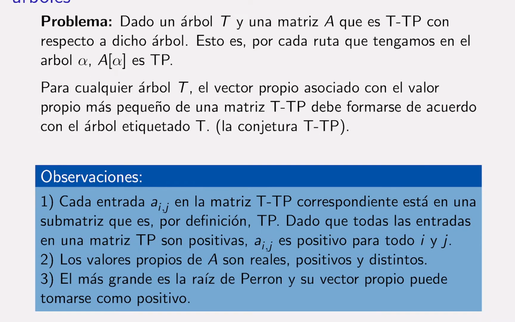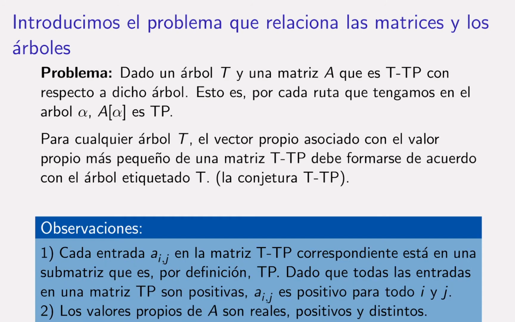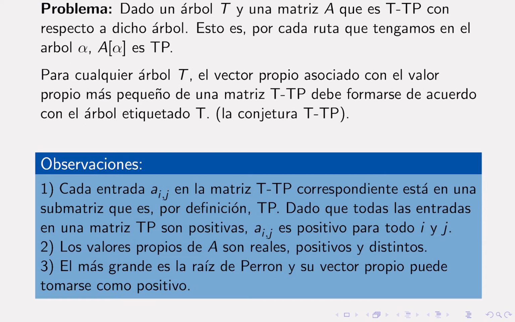Okay, so things that we know. Well, by the way, this is a conjecture, so we only have the solution for some cases. There are particular matrices which are TP, for which this result is not true. So this conjecture needs to be rewritten or reconsidered with different conditions. But for some particular cases, it works.